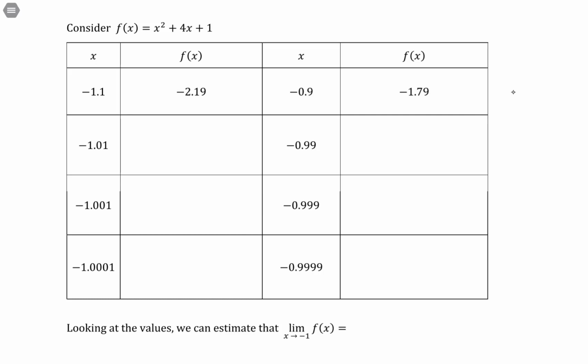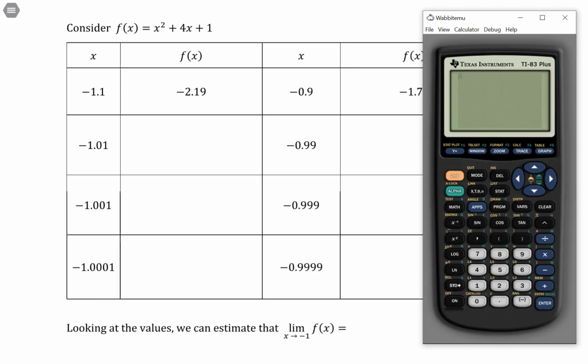Consider f of x equals x squared plus 4x plus 1. And looking at the table of values as we create them, we're going to estimate the limit as x goes to negative 1. Now, in order to evaluate a function at a lot of different places, it's best to use the calculator with the table feature.